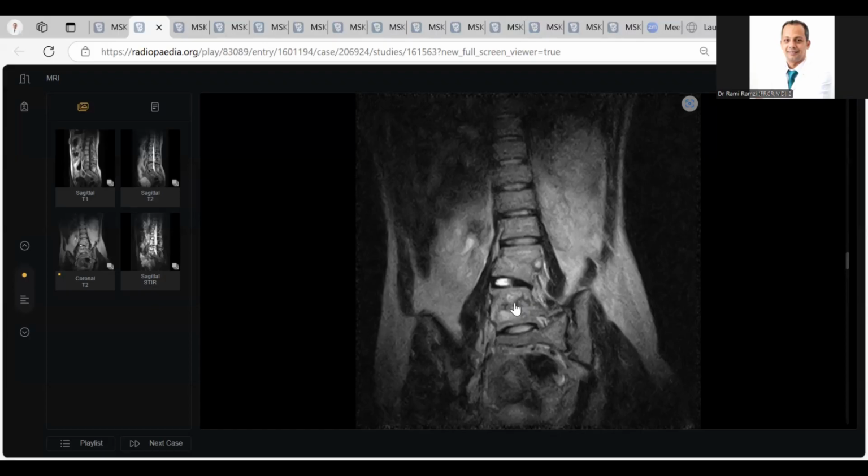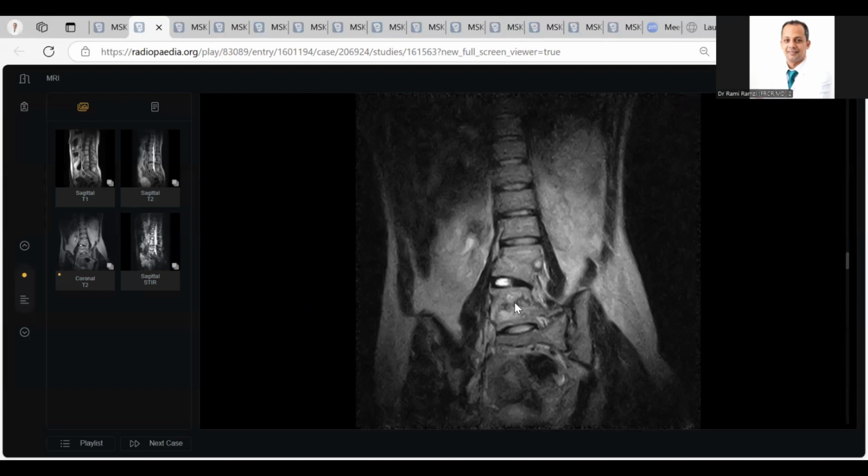But I could not find any paraspinal collection. How could you differentiate tuberculous spondylodiscitis from pyogenic spondylodiscitis? Usually there is a paravertebral collection and a subligamentous extension. There is multifocal vertebral level involvement, and gibbous deformity is also present in tuberculosis.